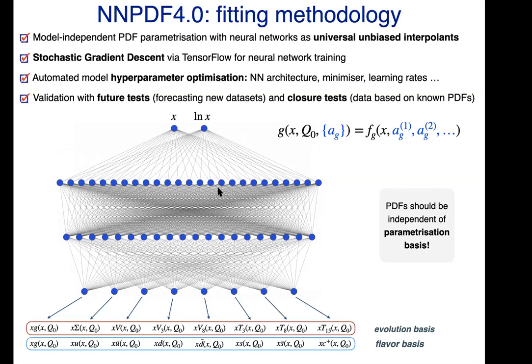How do we train these neural networks? So we use stochastic gradient descent as available in the TensorFlow package. And then we have what's called an automated model hyperparameter optimization, which means that, for example, the architecture of the neural networks, the number of neurons, number of layers, the minimizer and the learning rates are not chosen by trial and error. We have a procedure that automatically sets up what are the best values of these hyperparameters. So in our approach, we constrain not only the model parameters, but also the hyperparameters directly from the data.